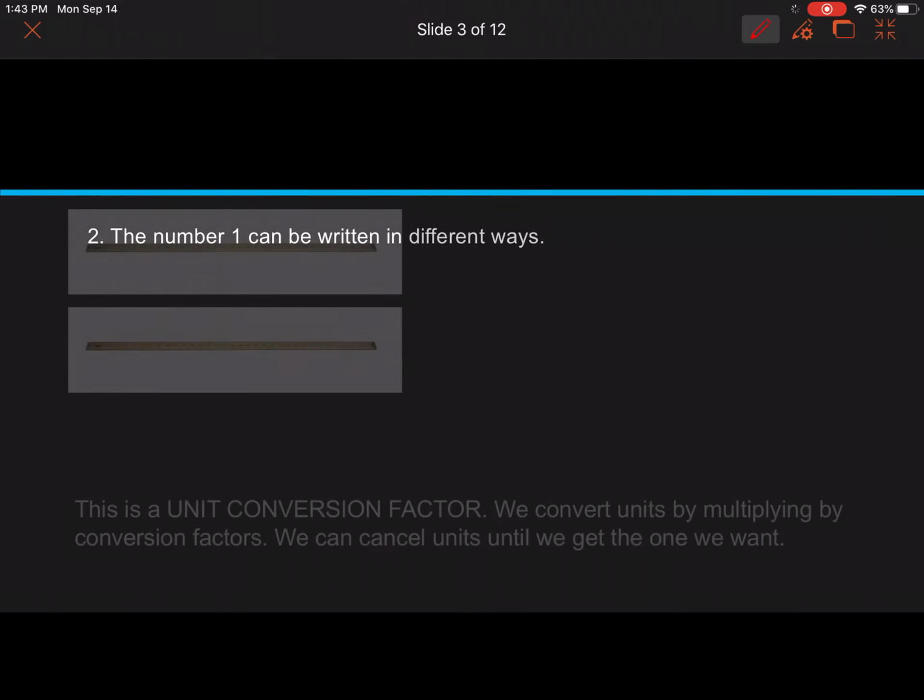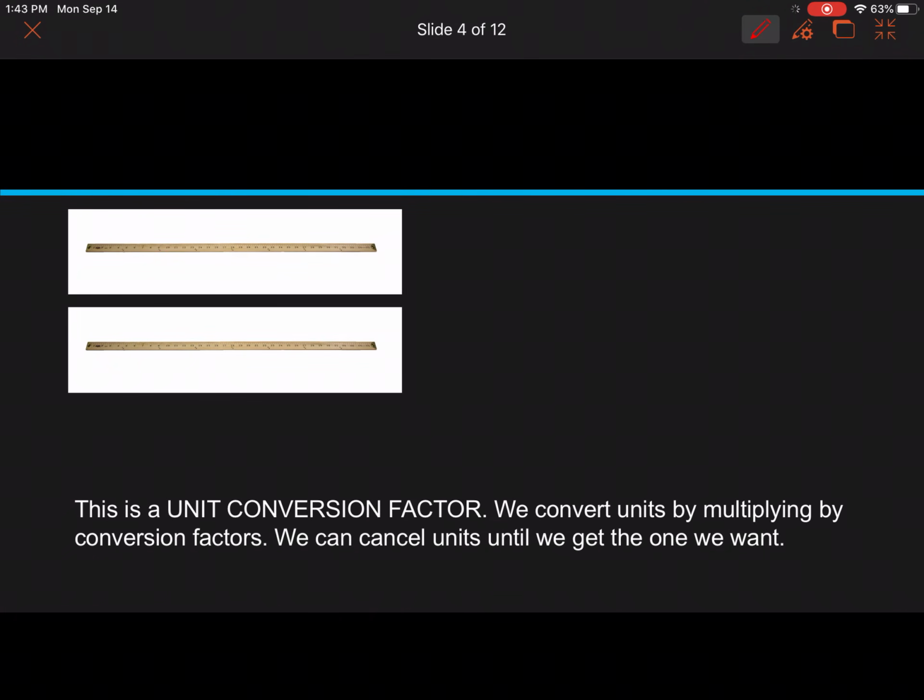This is important. Now, if we look here, I've got 2 meter sticks. If you can't tell from the picture, these are meter sticks. If I held up a meter stick to you, you could identify that as 1 meter. If I asked you to describe it a different way, you could say 100 centimeters. Those are the same thing. So 1 meter is equal to 100 centimeters.